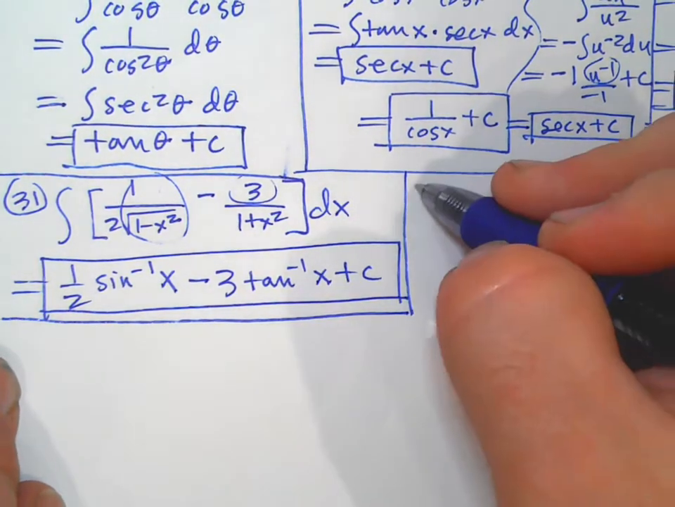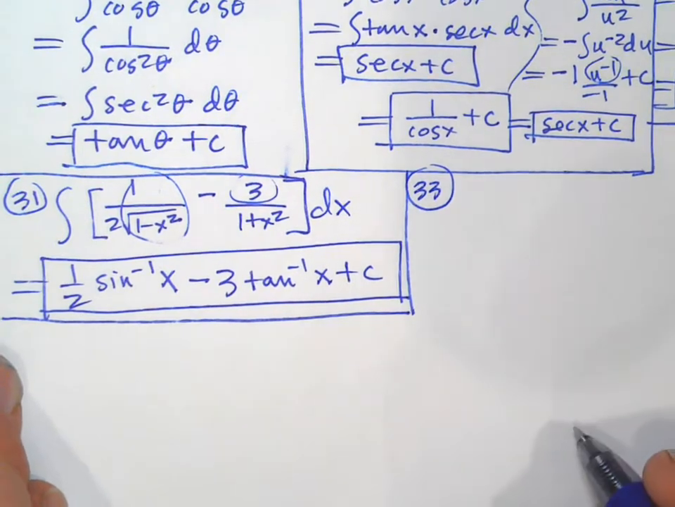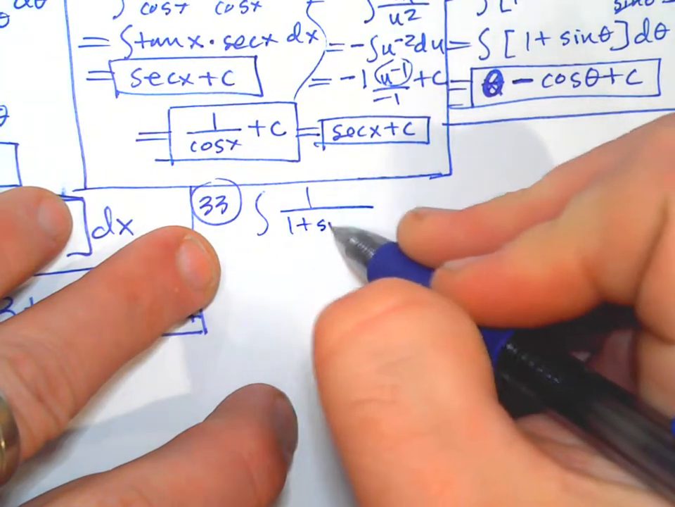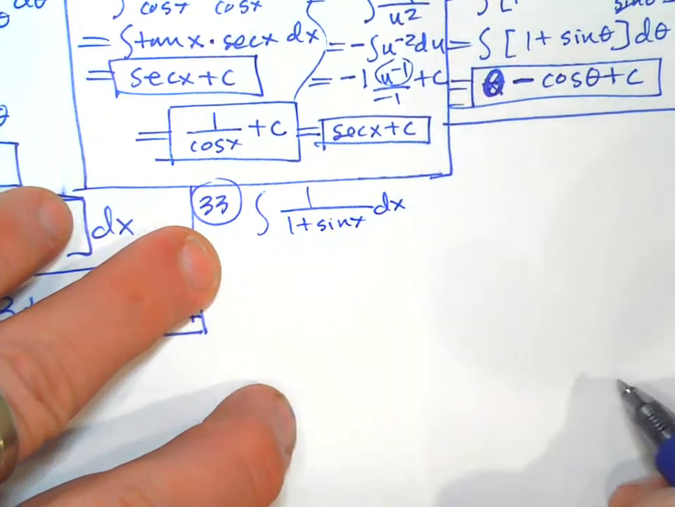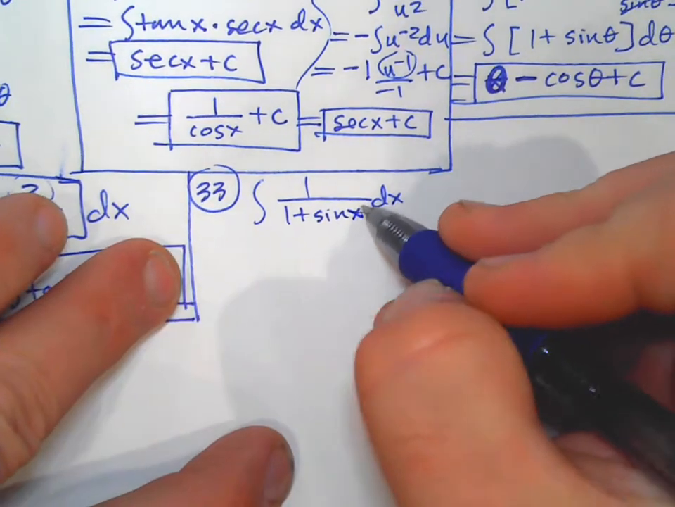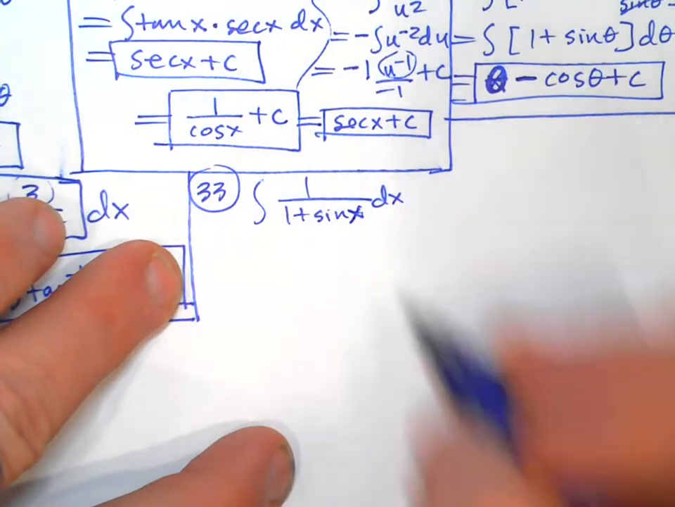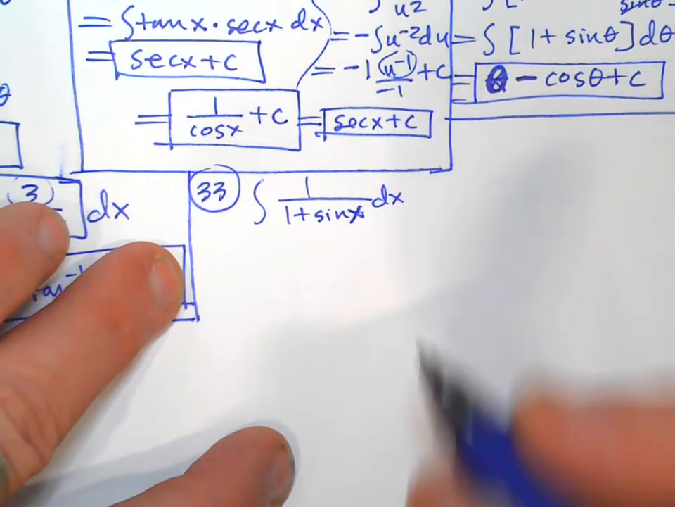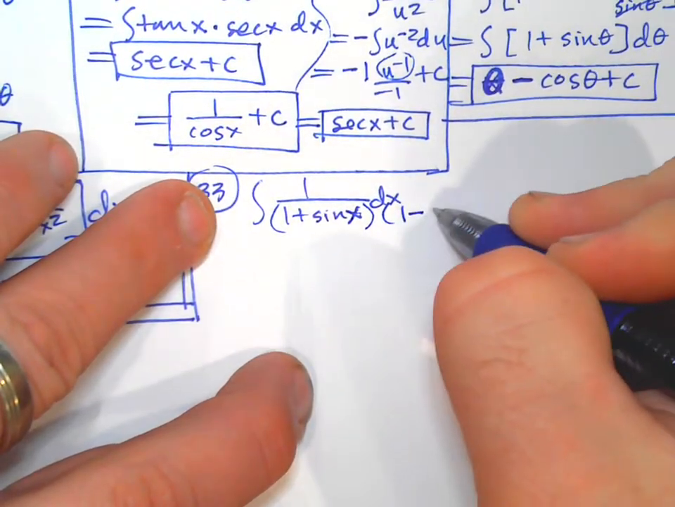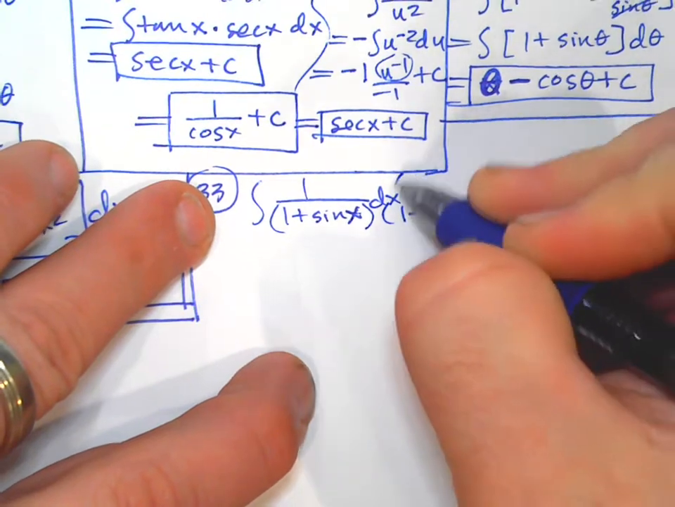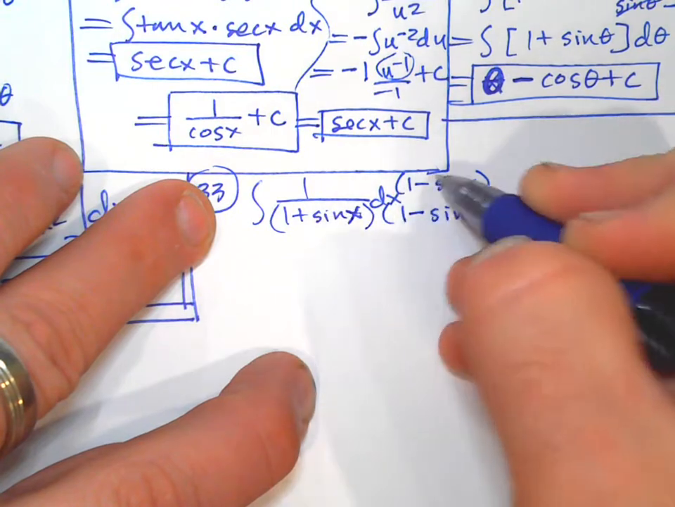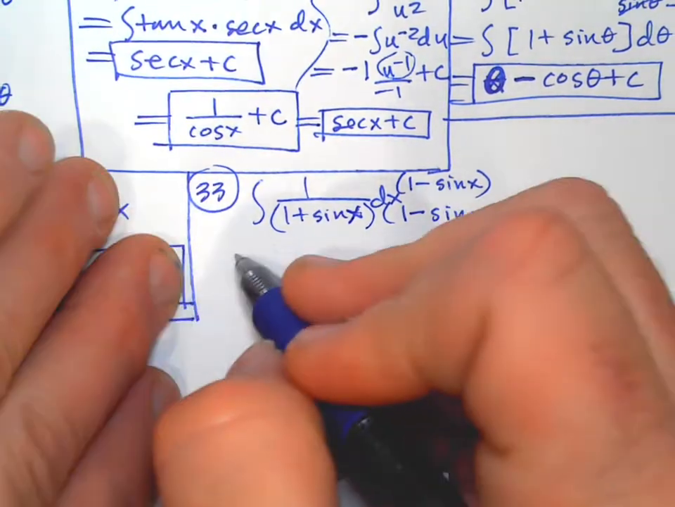Number 33 says evaluate the integral of 1 over 1 plus sine x dx by multiplying the numerator and the denominator by an appropriate expression. So right now you're stuck. You're like, how do I integrate this? You can't break this up. But they give you a hint. Multiply the top and bottom by the same thing. Here's the trick. We're going to multiply the top and bottom by the conjugate. That's when you multiply a two-term expression by the same expression, but change the sign in between. It's called the conjugate. Now, if we do that, let's see what happens.